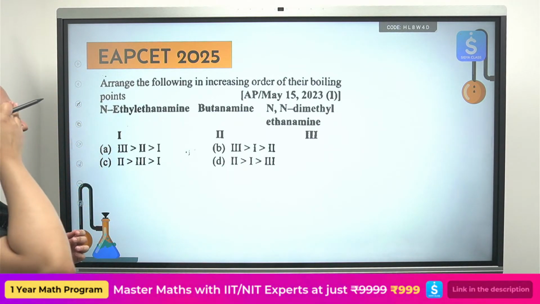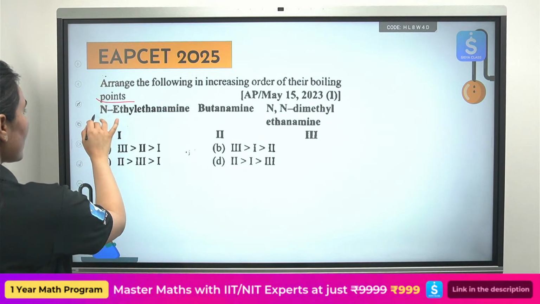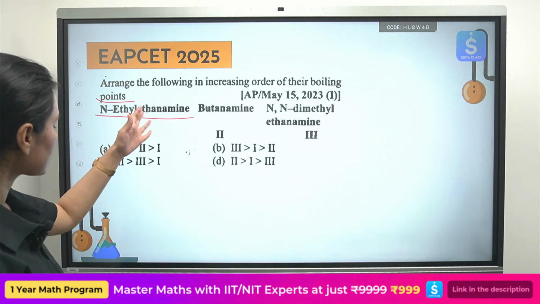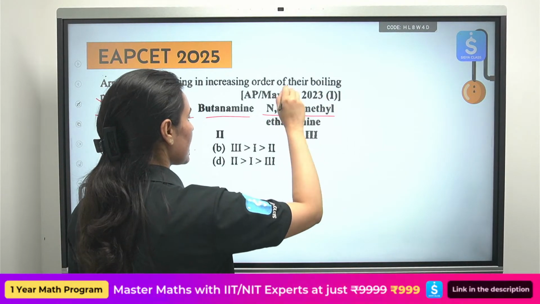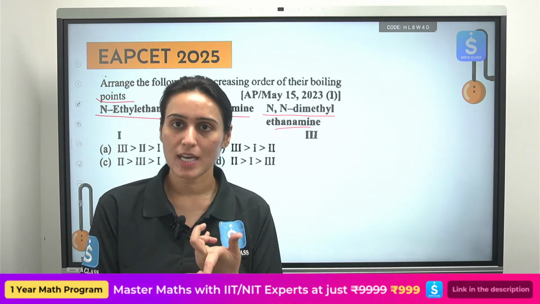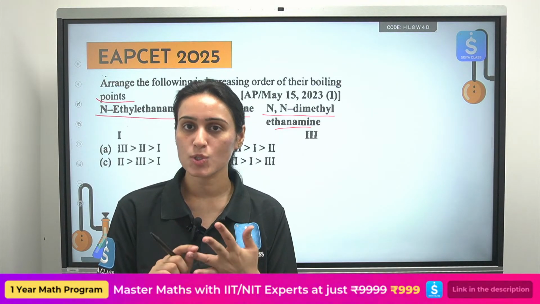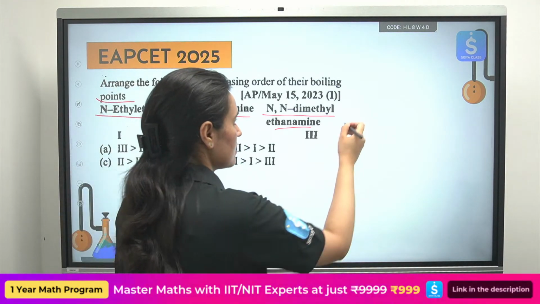Arrange the following in increasing order of their boiling points. So you have N-ethyl ethanamine, you have butanamine, and you have N dimethyl ethanamine. So basically we have three different types of amines. We have primary, we have secondary, and we have tertiary amine. Three different types of amines are given to us.